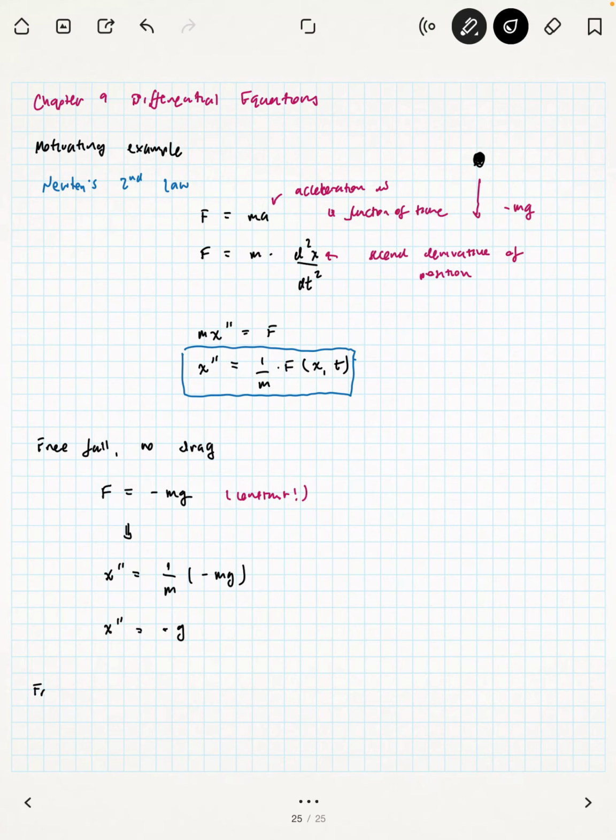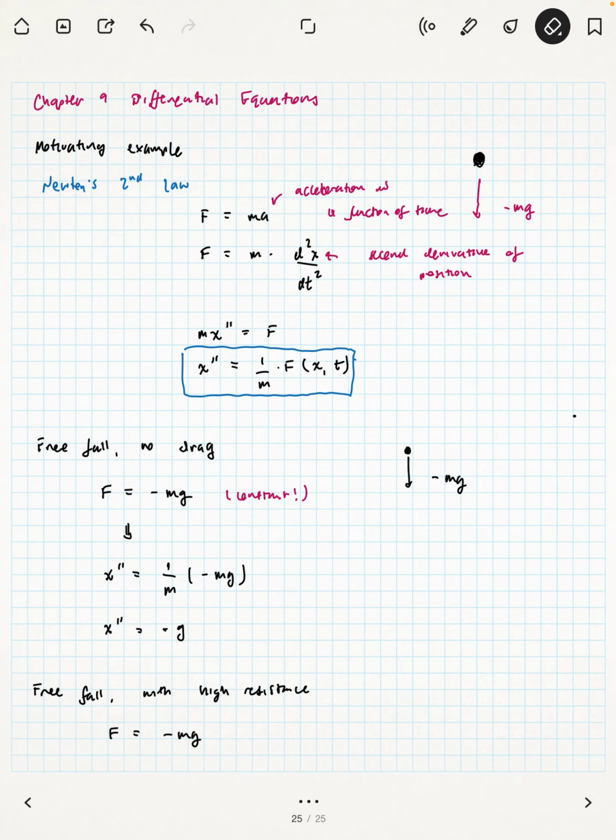If we instead have free fall with a drag force, now we're going to have a different force. We're going to have not only the force of gravity pulling against it. So in this first case, we're just looking at this force, and there's no force that's pulling it in the opposite direction. And the negative sign there is because we're indicating that the down direction is negative, up direction is positive.